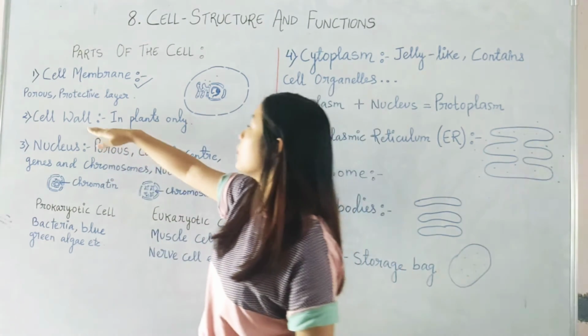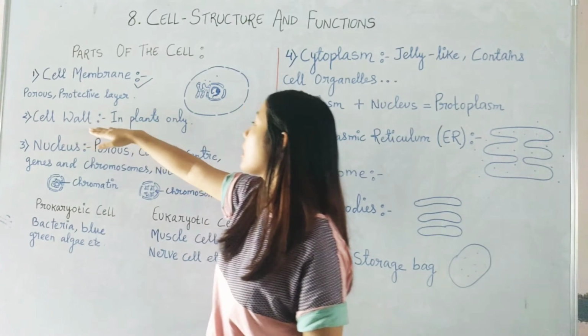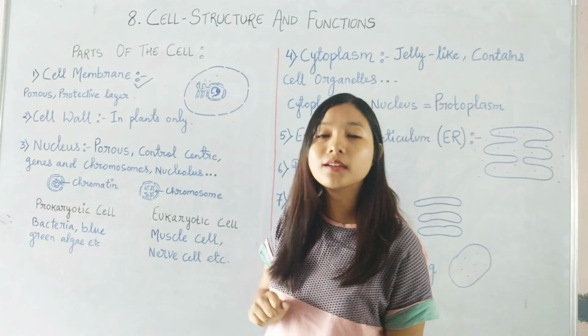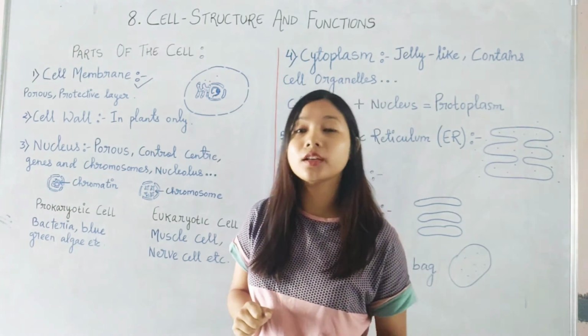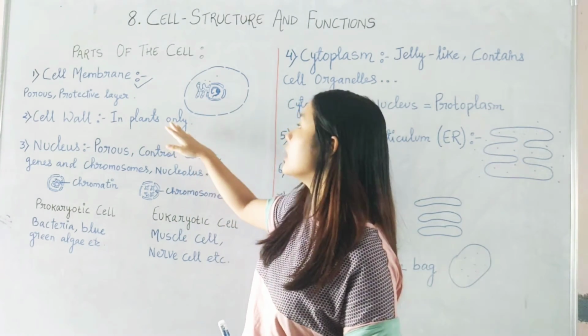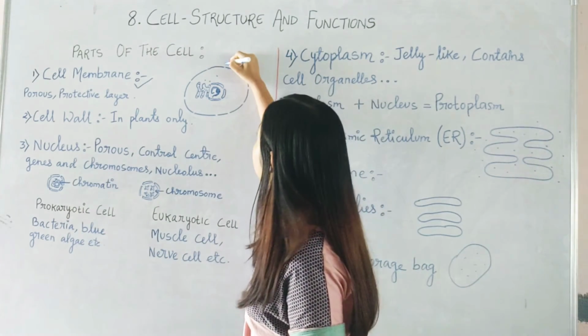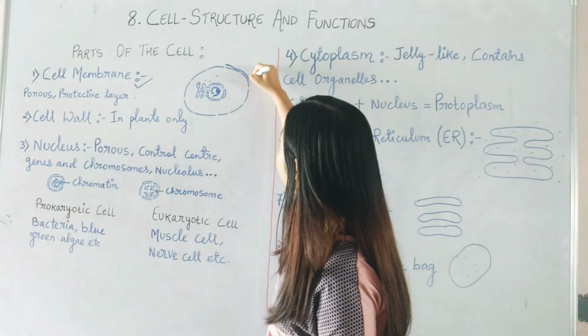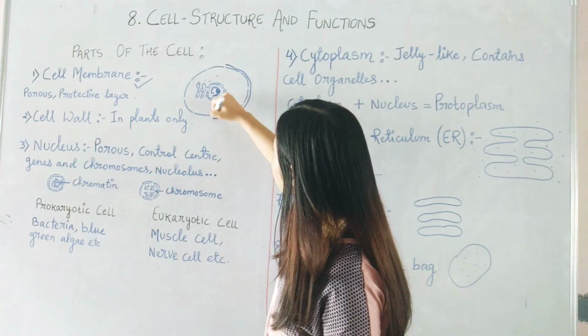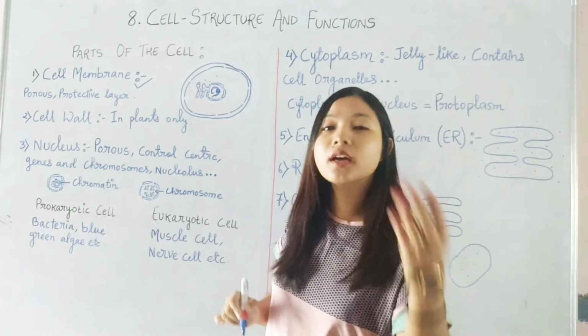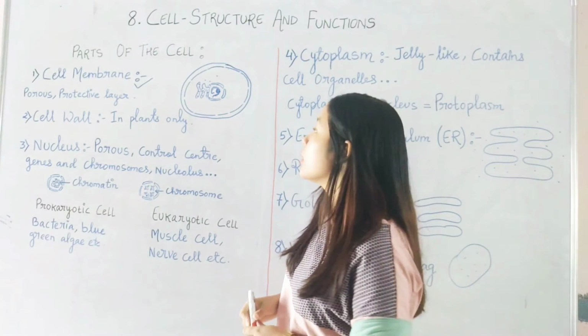Next is cell wall. Here cell walls are actually only present in plants. You will not find them in animal cells. Cell wall is an additional protective layer. After the cell membrane, the plant cells have one more protective layer outside the cell membrane.